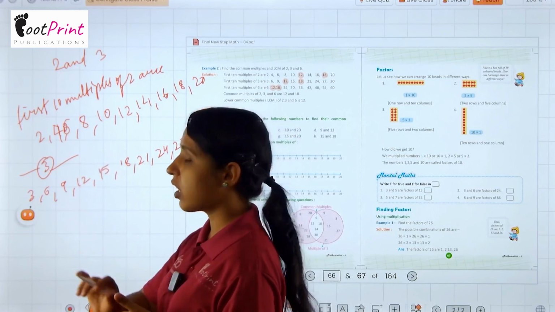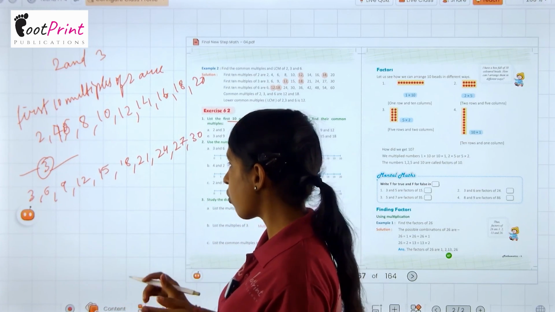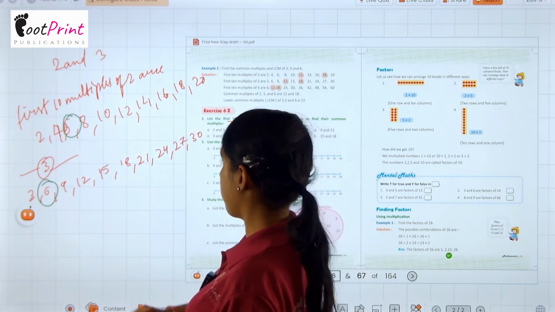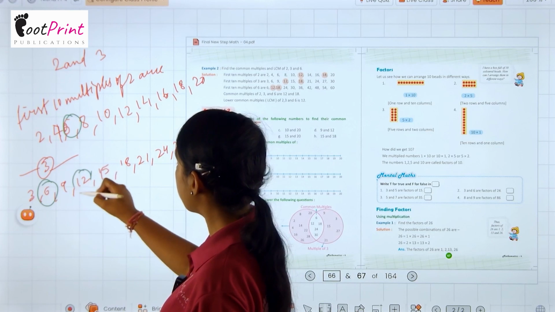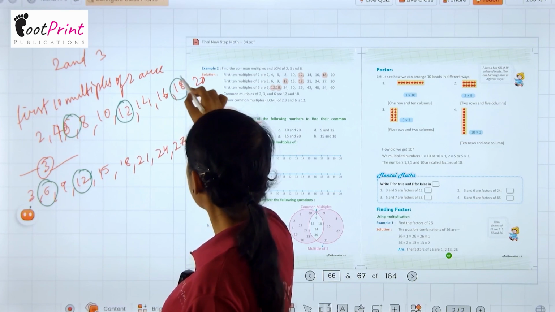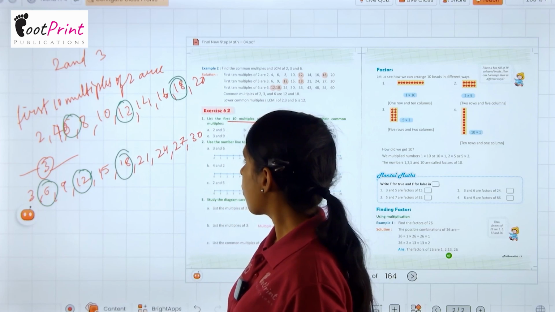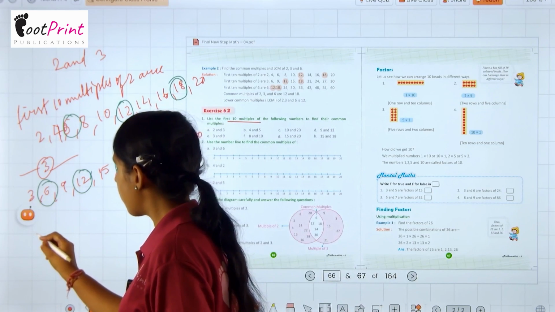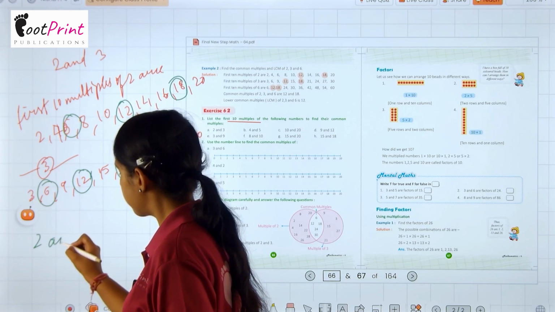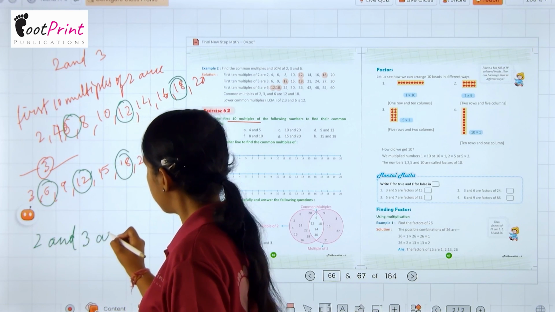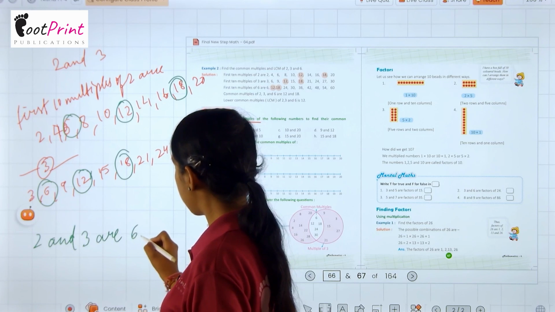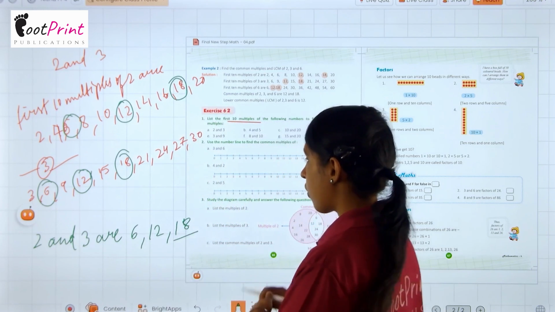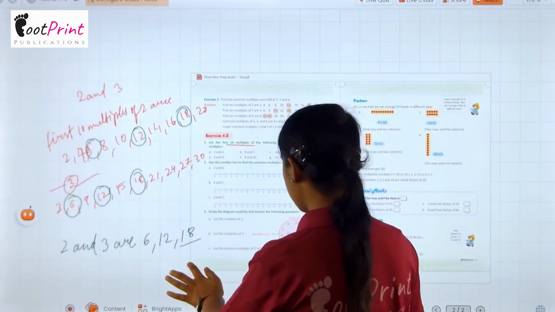So we will see which numbers in the multiples of 2 and 3 are coming in both. So here 6 and 6 are coming in this one and in this one. Then 12, 12, after that 18 and 18. So we can say that the common multiples of 2 and 3 are 6, 12 and 18. Okay. So it is the answer of this question.